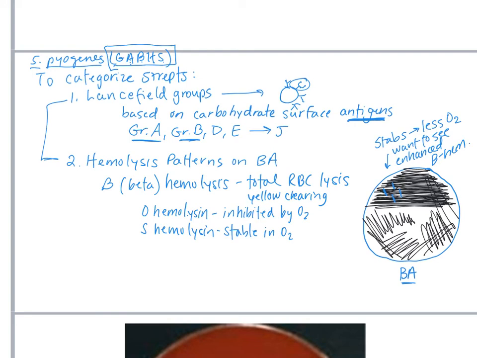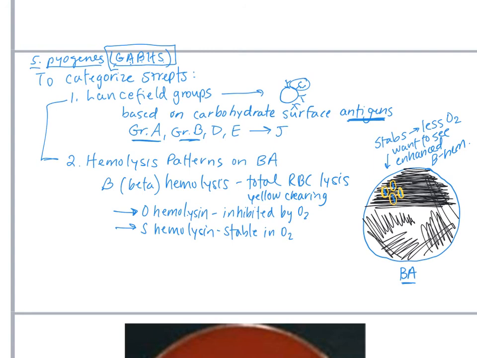Because if your organism is considered a beta hemolytic only because they have this O hemolysin, you're only going to see that beta hemolysis around the stabs where there's less oxygen, and you won't see it anywhere else. So one of our organisms only has that O hemolysin. One of our beta hemolytics actually has both hemolysins, so you're going to see that clearing of that beta hemolysis everywhere there's growth. Okay, so this again dictates how you're going to streak out your organism.